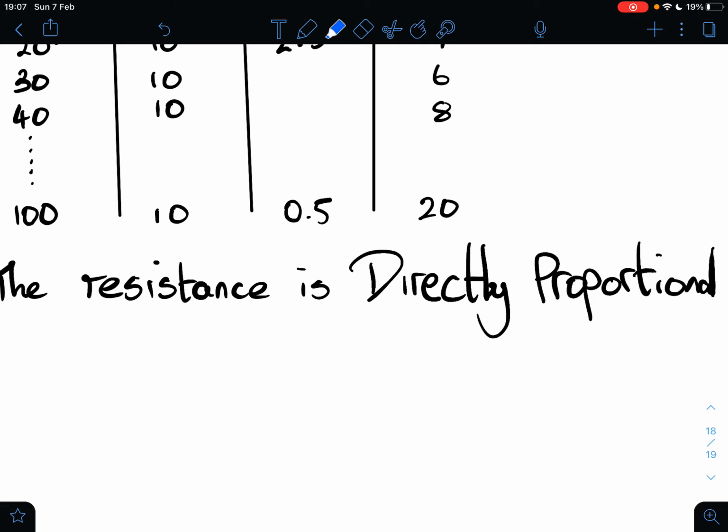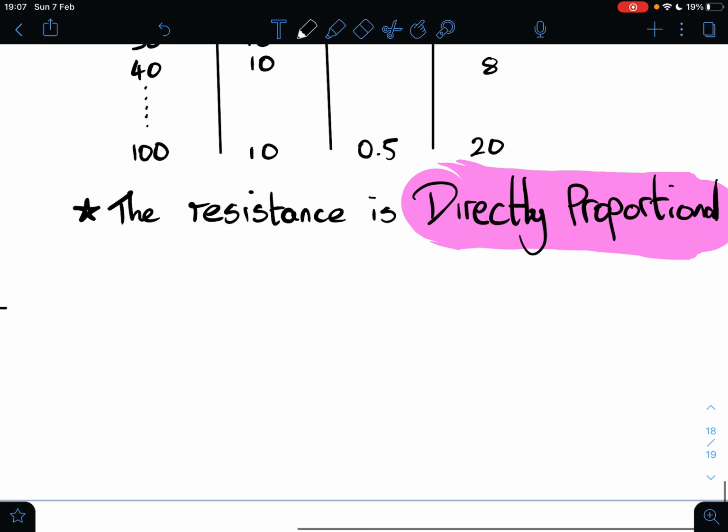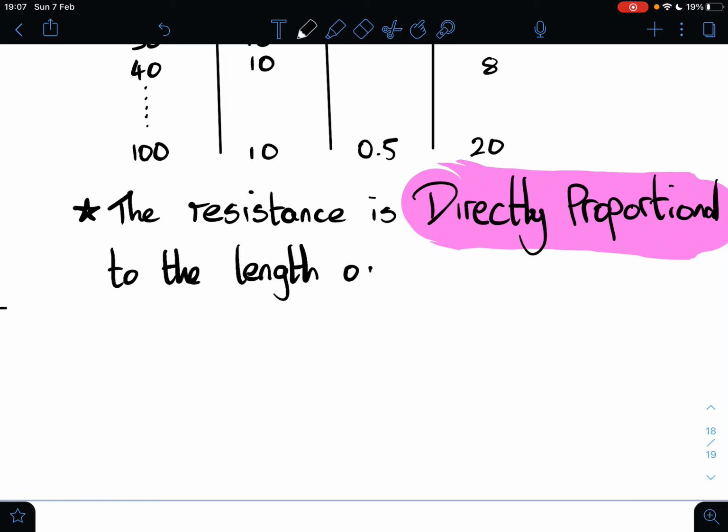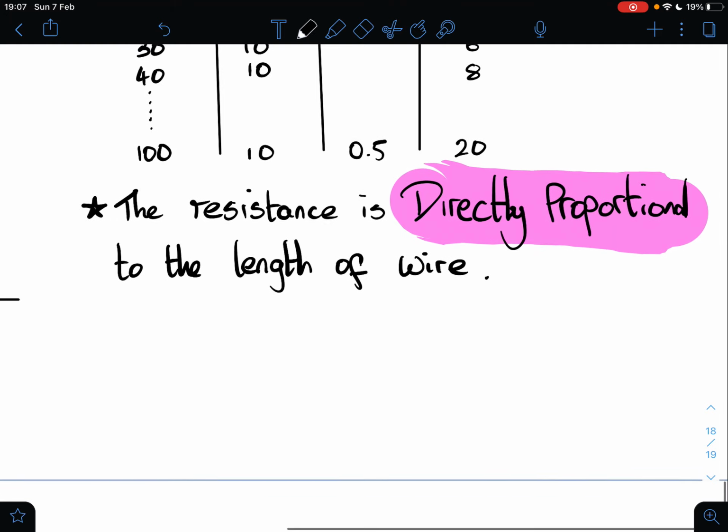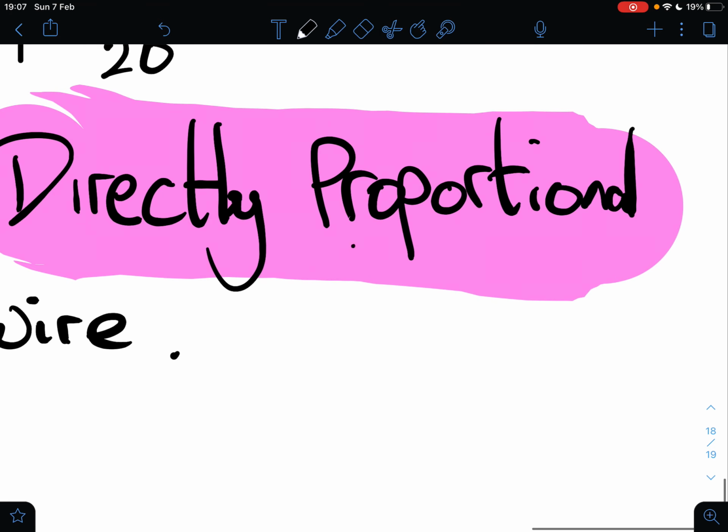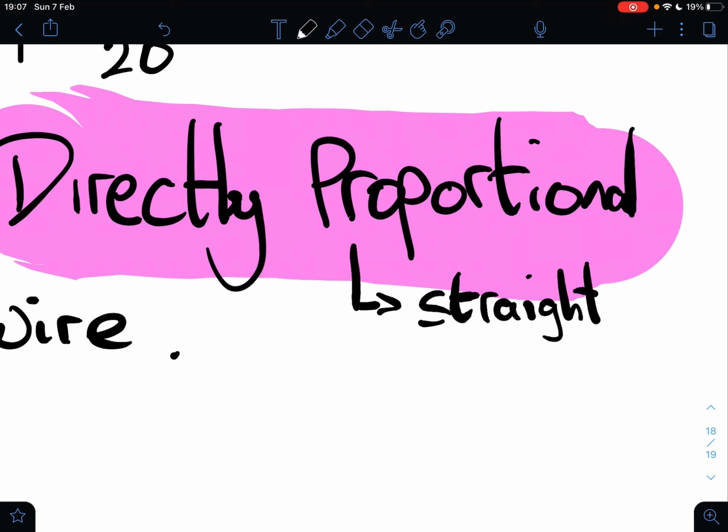Directly proportional. I'm going to straight away, before I forget, put it in bright pink because it is such a key point. The resistance is directly proportional to the length of wire. Okay, I'm going to just embellish a little bit more here. You just remember I said it was a straight line graph, and it went through the origin.